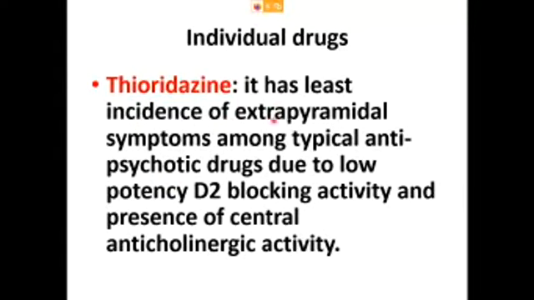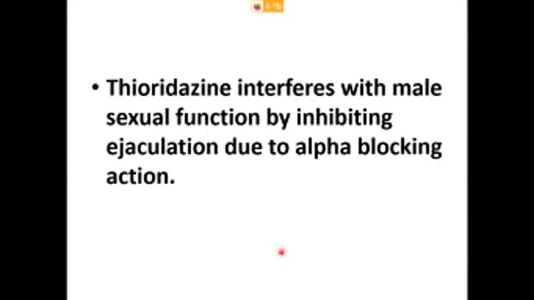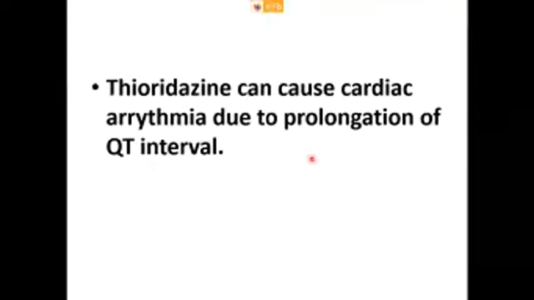they have the least incidence of causing extrapyramidal symptoms because they are low potency drugs. They block dopamine receptors much less compared to high potency drugs like haloperidol because of their low D2 blocking activity, and they have central anticholinergic activity. So they have the most anticholinergic side effects, and they also block alpha receptors, so they can cause male sexual dysfunction by inhibiting ejaculation. They can also cause postural hypotension, and thioridazine can precipitate arrhythmias because of an increase in QT interval. So these are the things with thioridazine.